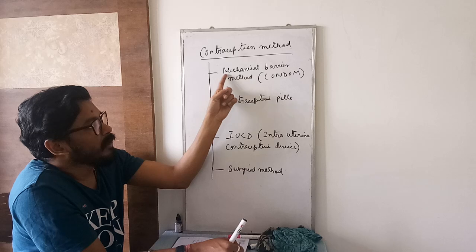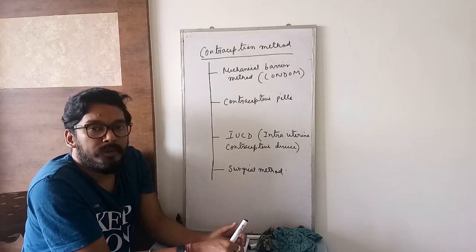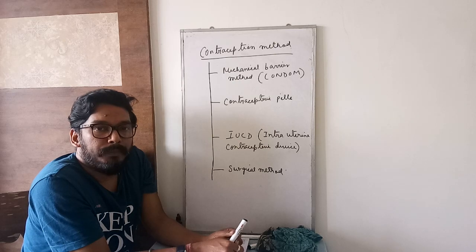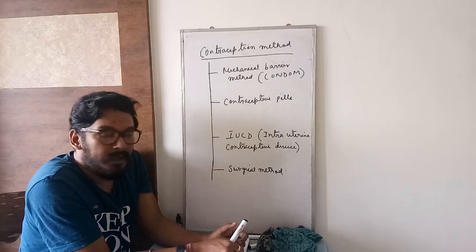So in contraception methods, first is the mechanical barrier method. We will talk here about the condom, which is the covering put on the penis so that the sperm does not enter the female body. So this is used by the male.